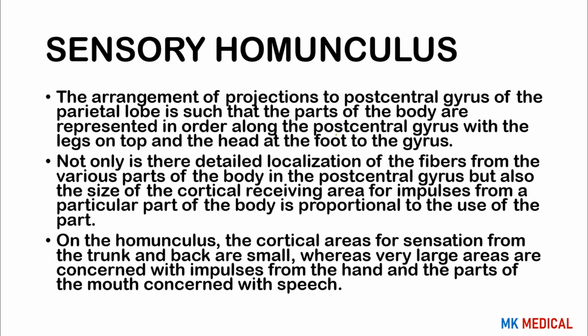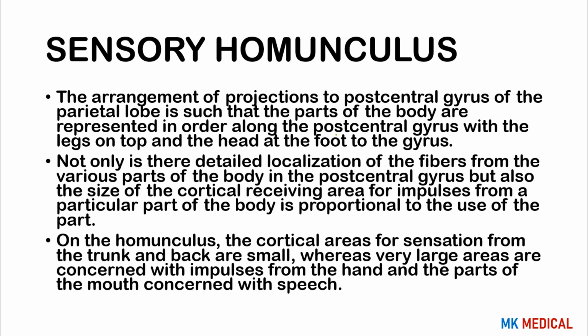And of course, there is a representation that is present within the brain, which is known as the sensory homunculus, to which different parts of the body actually project. The arrangement of the projection in the postcentral gyrus of the parietal lobe is in such a way that you have the body being represented in order along the postcentral gyrus, where you have the legs at the top, and the head at the foot of the gyrus, rather.